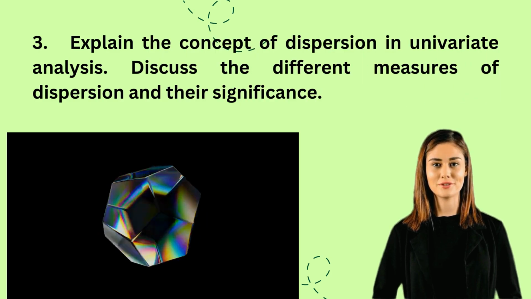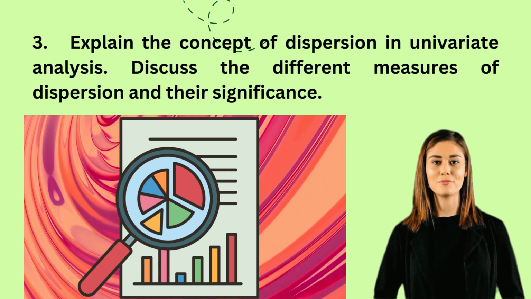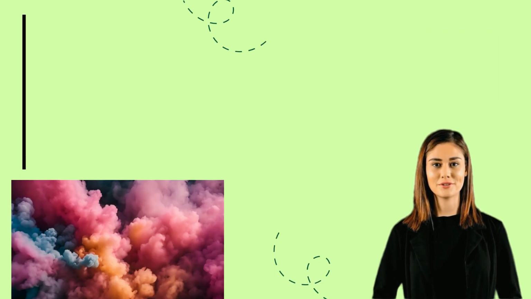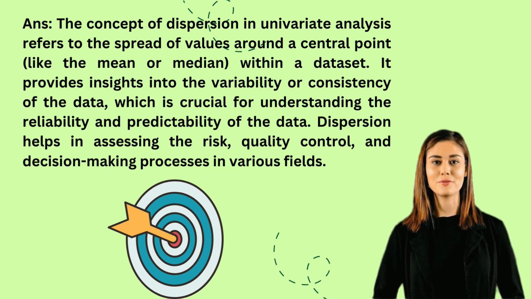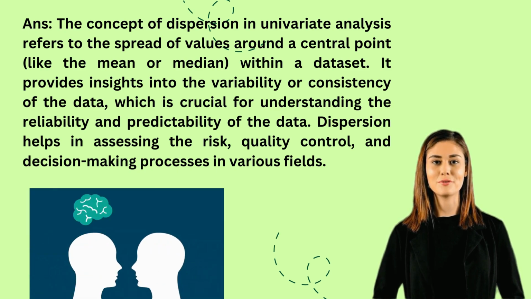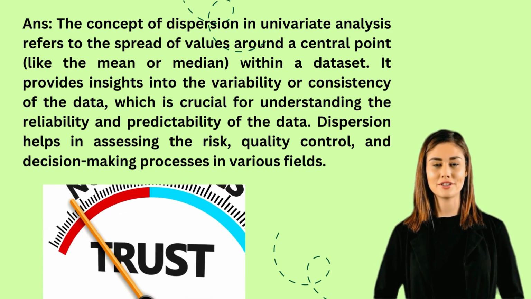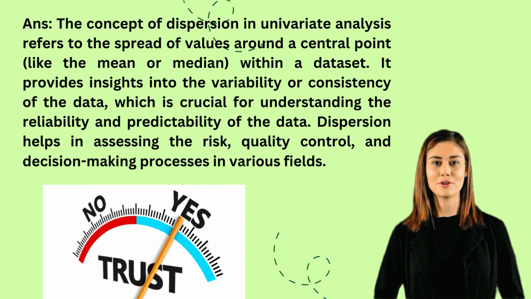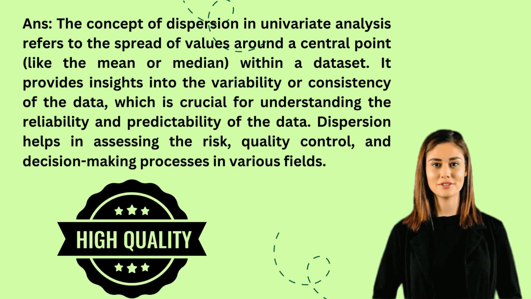Explain the concept of dispersion in univariate analysis. Discuss the different measures of dispersion and their significance. The concept of dispersion in univariate analysis refers to the spread of values around a central point within a data set. It provides insights into the variability or consistency of the data, which is crucial for understanding the reliability and predictability of the data. Dispersion helps in assessing the risk, quality control, and decision-making processes in various fields.